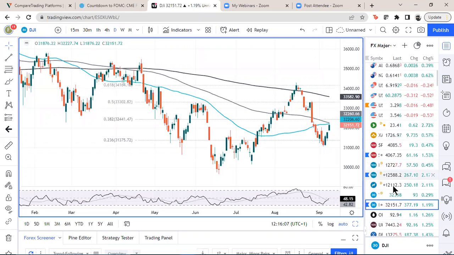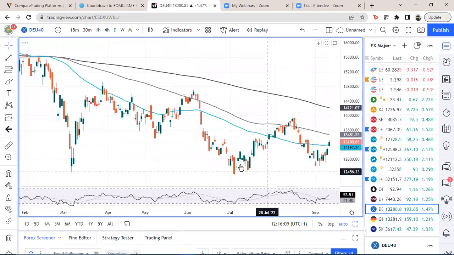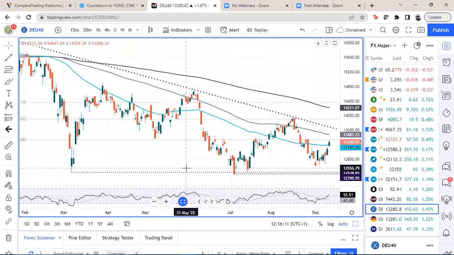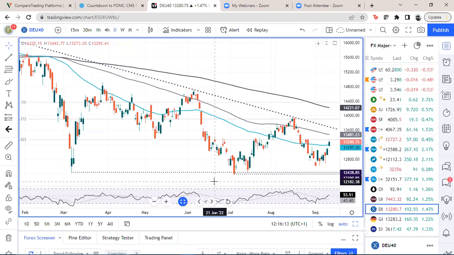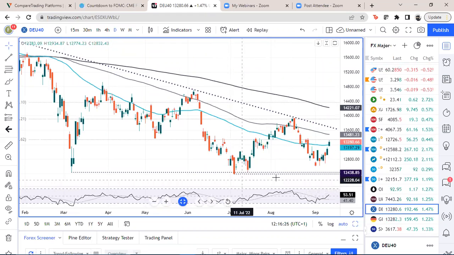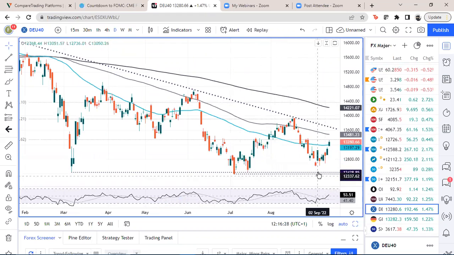I should mention the DAX as well. Always like looking at the DAX, the German main equity index. We highlighted last week 12,400 as a key support level. That was the low from March, 12,438, and then the June low was just below there. You can see 12,390. So that was major support. We didn't quite get there.